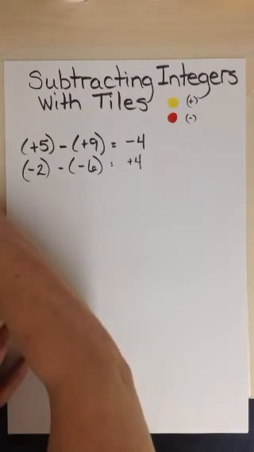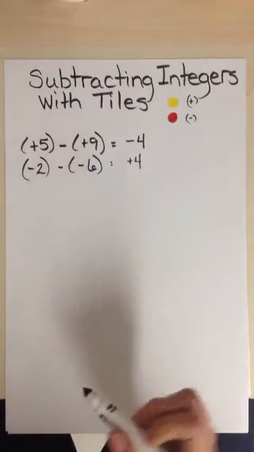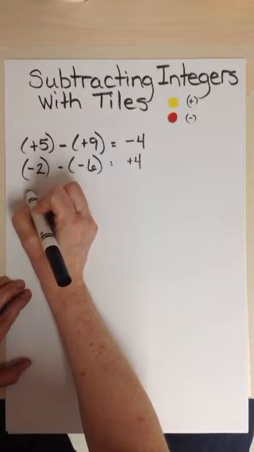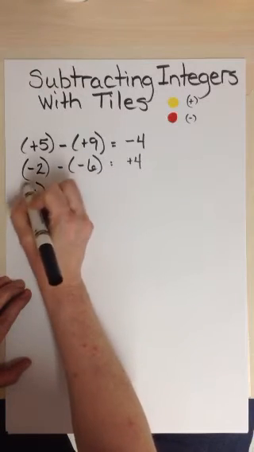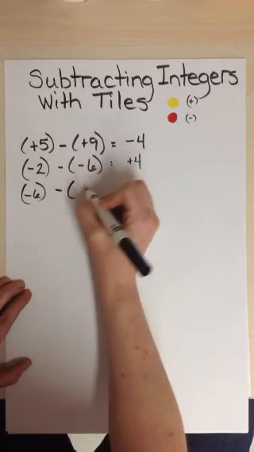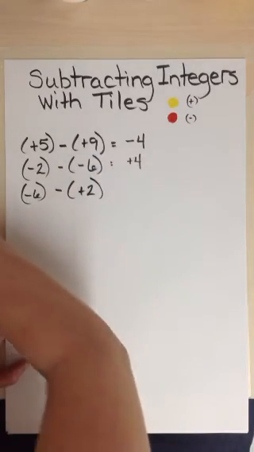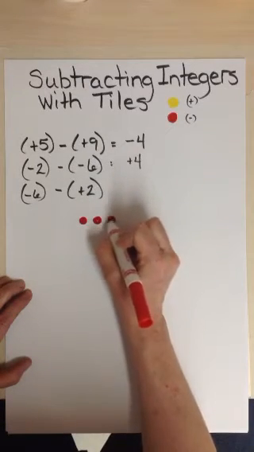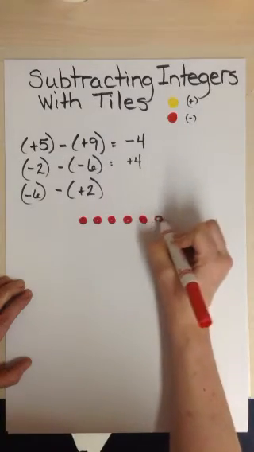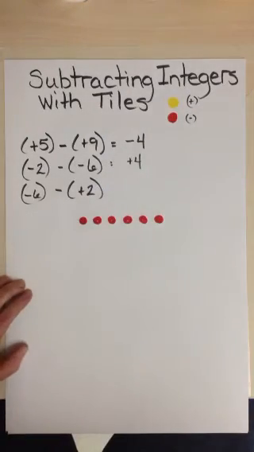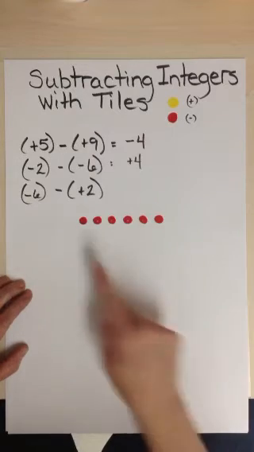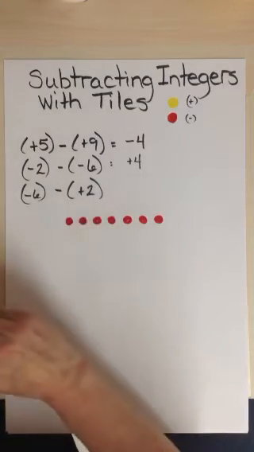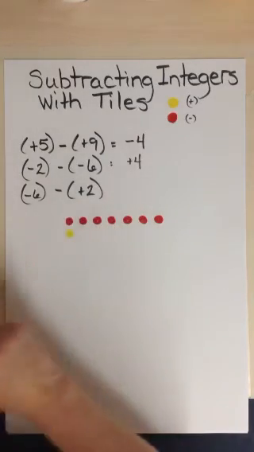Now if I don't actually have tiles to do this, I can draw diagrams or pictures to figure it out. So let's do one more. I'm going to do negative 6 subtract positive 2. If I draw this, I'm going to start with negative 6, 1, 2, 3, 4, 5, 6 negatives, and I want to subtract positive 2. I don't have any positives here. So I'm going to get into tacking on my zero pairs.